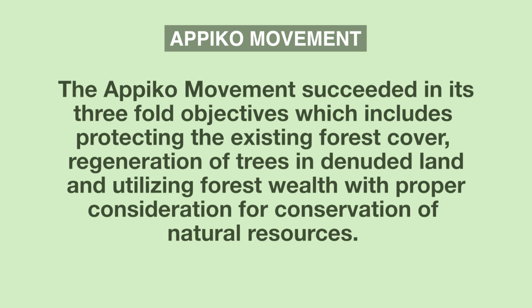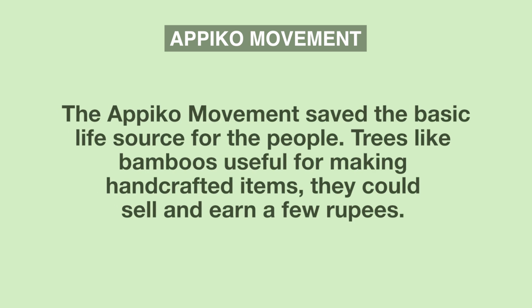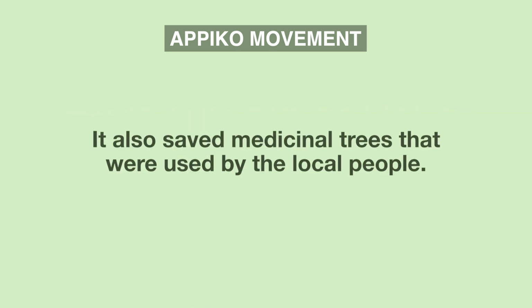The Appiko movement succeeded in its threefold objectives, which include protecting the existing forest cover, regeneration of trees in denuded land, and thirdly, utilizing forest wealth with proper consideration to conservation of natural resources. The Appiko movement saved the basic life sources for the people. Trees like bamboo, useful for making handcrafted items, which they could sell for earning a few rupees. It also saved medicinal trees for their use by the local people.